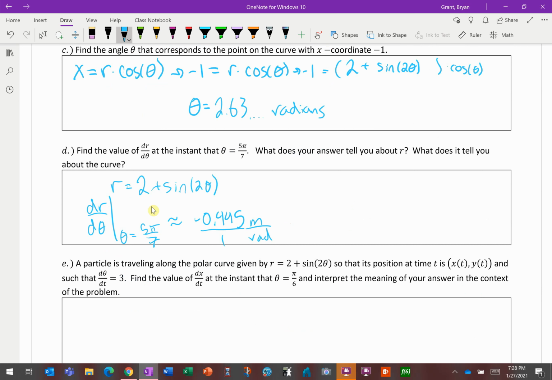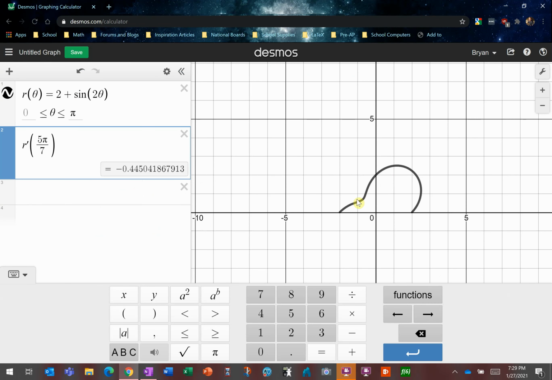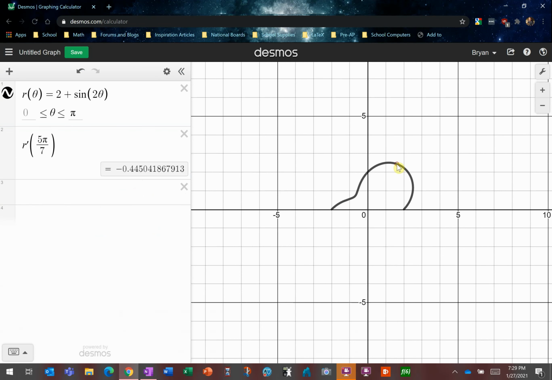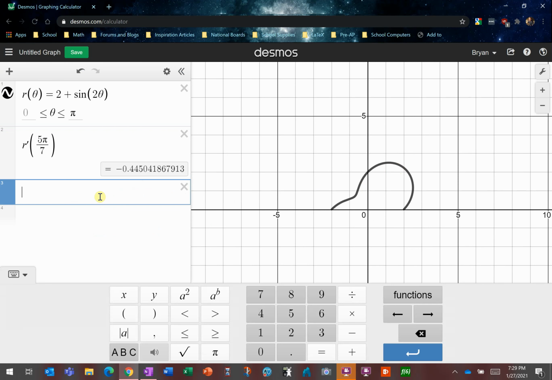So what this is saying is every 1 radian we increase, we move counterclockwise to the left, our radius is shrinking by 0.445 meters. And we can even see that over here. It's a really bummer that I kind of erased everything. But as we're going over here, we're talking about 5 pi over 7.